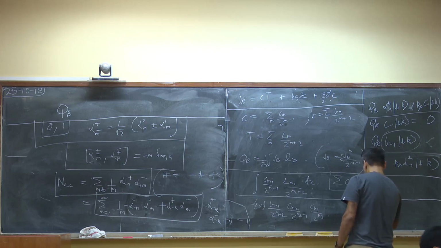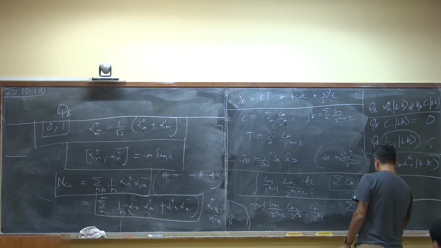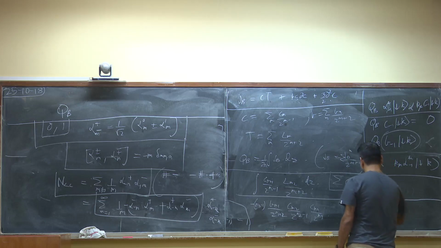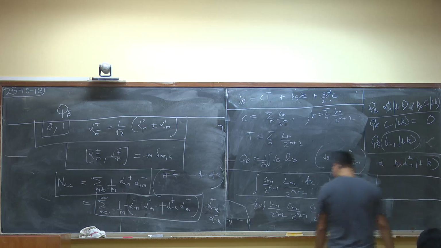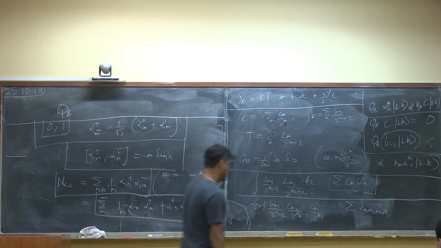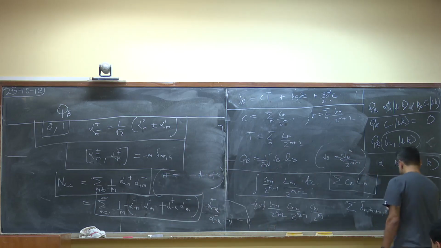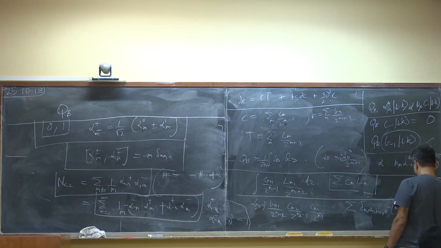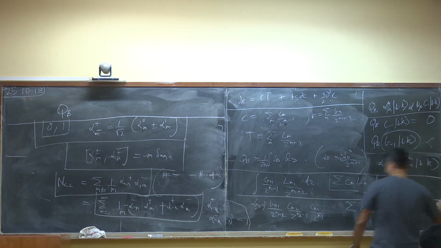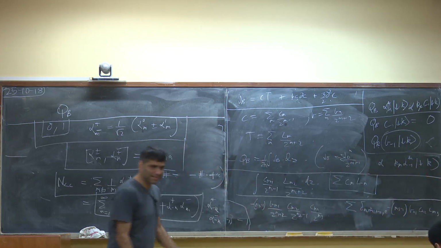So we have to have delta of m1 plus m2 plus m3 equal to 0. Then we get a minus m3 minus 1, and we get b m1, c m2, c m3. That's one way of writing it.